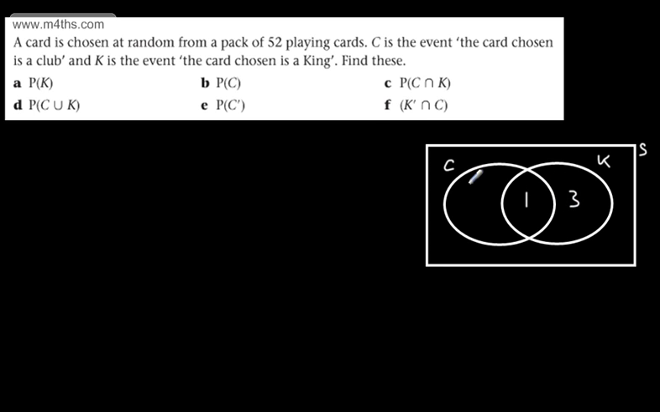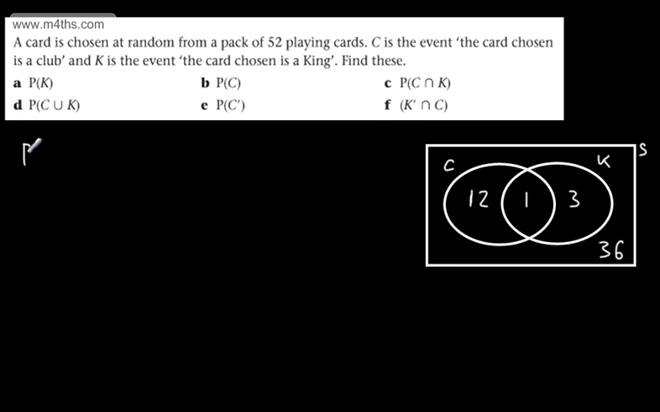If we think about the clubs, there are 13 cards. If I've got 1 in the middle, we're left now with 12 clubs. This part right here is C only. These are the clubs that are not kings. If we think about what's left, we've got now 12, 13, 16. That leaves me 36 on the outside, and this corresponds to the cards that are neither clubs, kings, or the king of clubs. So from here, we want to find the probability of K.